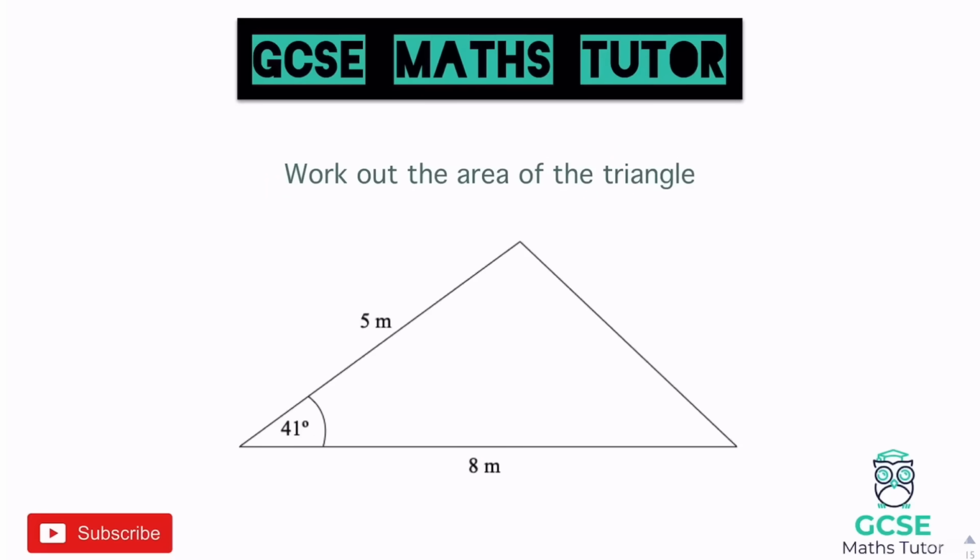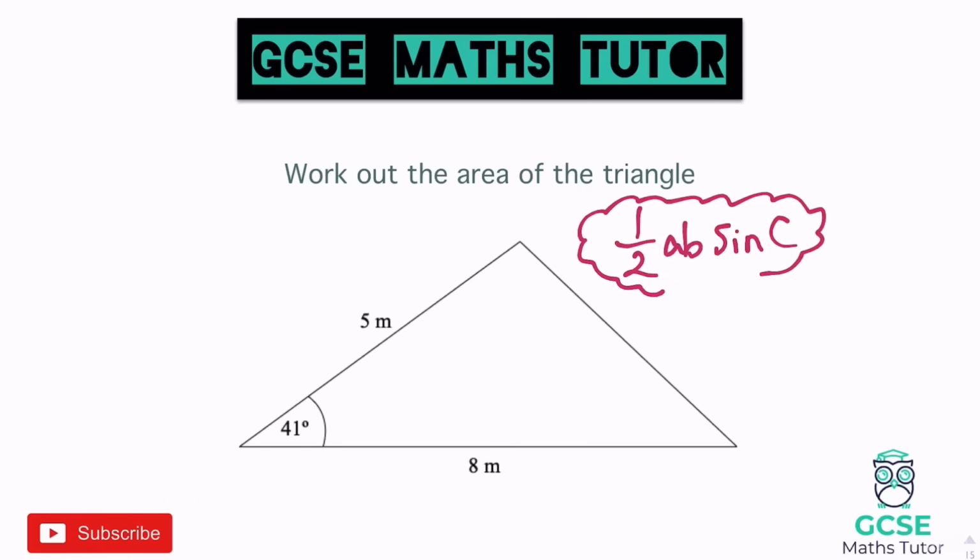Moving on to the area of a triangle. So your area of a triangle formula, obviously not half base times height because we don't have the height here. So for any triangle, the area is half ab sine C. So half ab sine C, another formula there that you need to know. And let's just have a look at how we apply that.